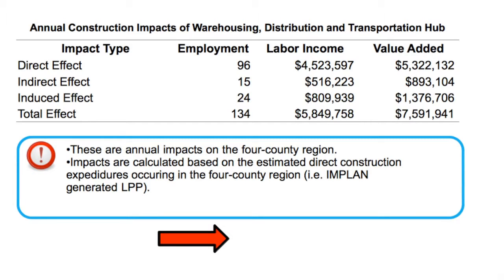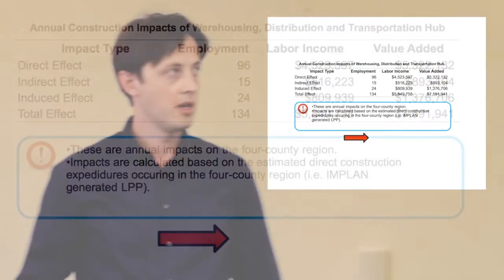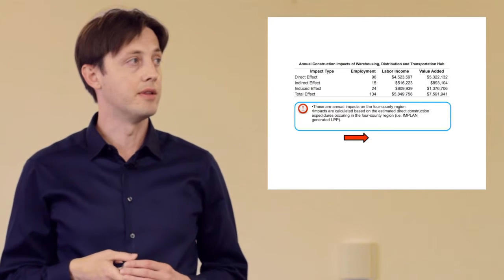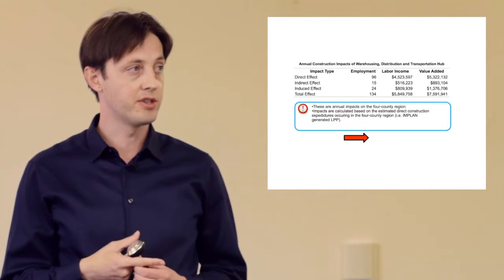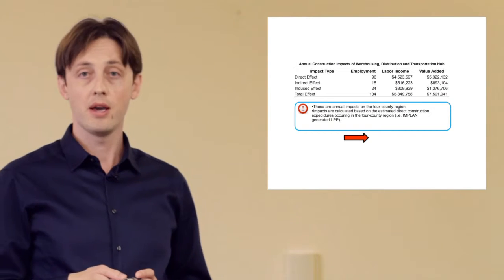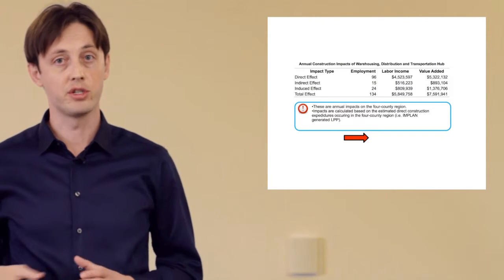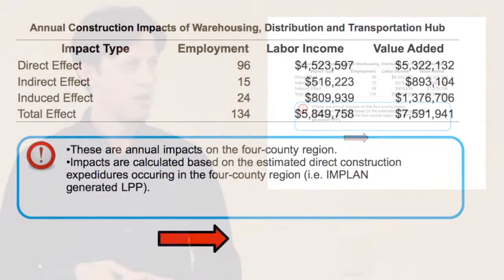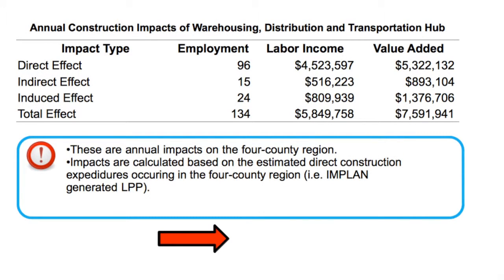So our first example is a warehousing, distribution, and transportation hub. You see the impacts of the construction, and again, those impacts are for the 4-county region, and the impacts are based on the estimated direct construction expenditures that occur in the 4-county region. One thing we have to remember is that those are annual impacts, so they will occur for each year in which construction continues. So if it's 3 years, we can expect those construction impacts to continue for 3 years. If we look at employment, we see that during construction, the total impact in terms of employment will be 134 jobs, $5.8 million in labor income, and about $7.5 million in value added.